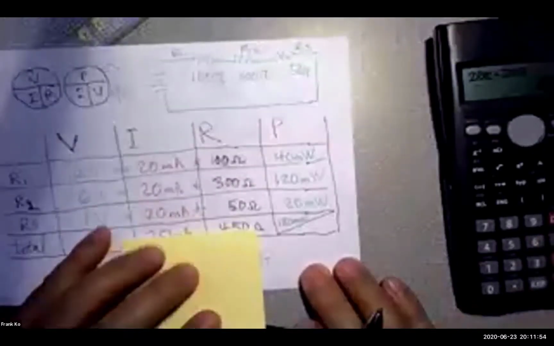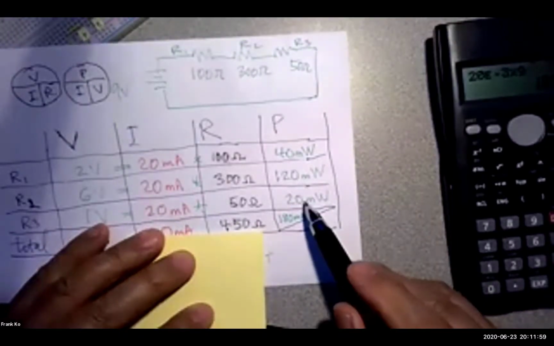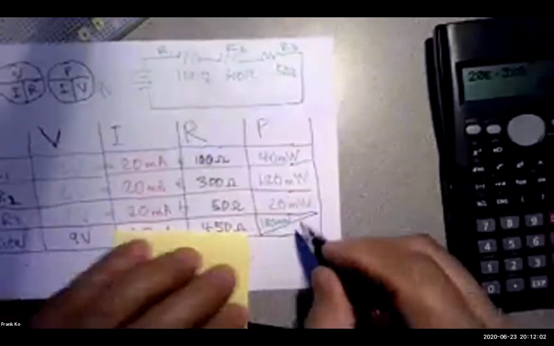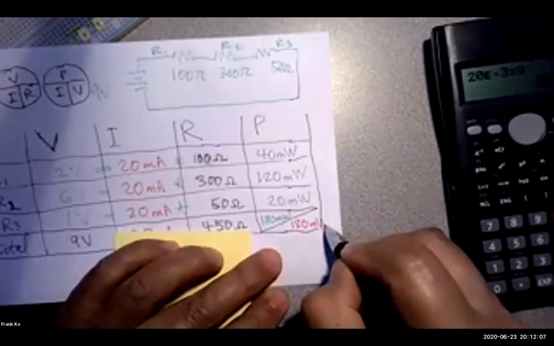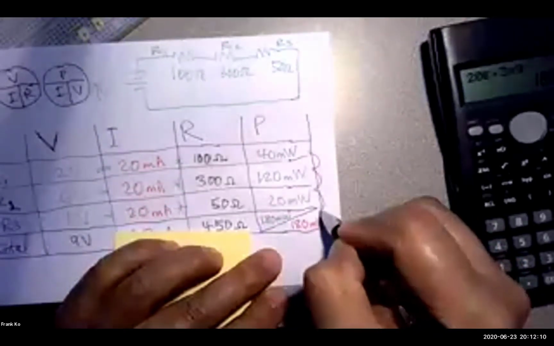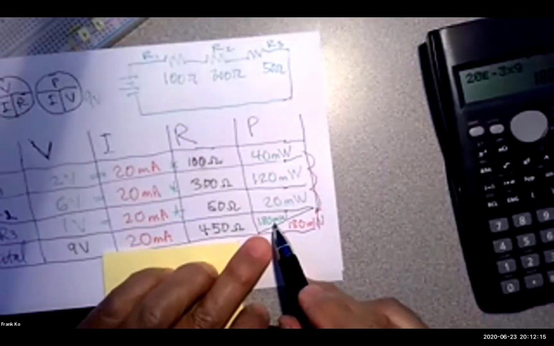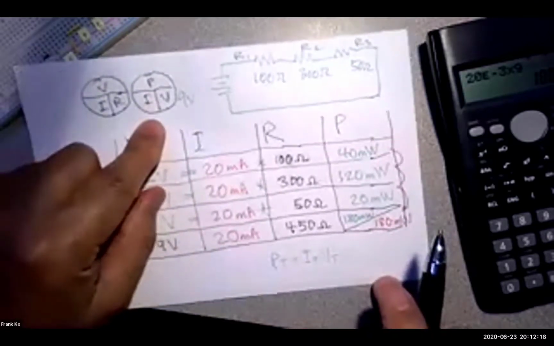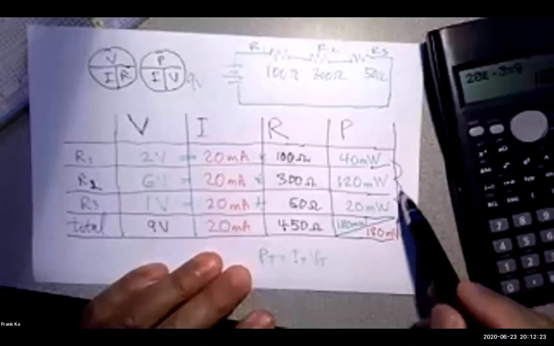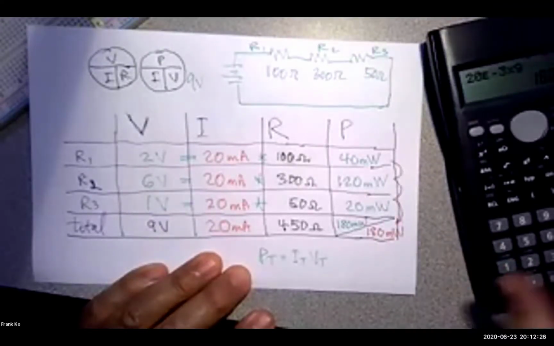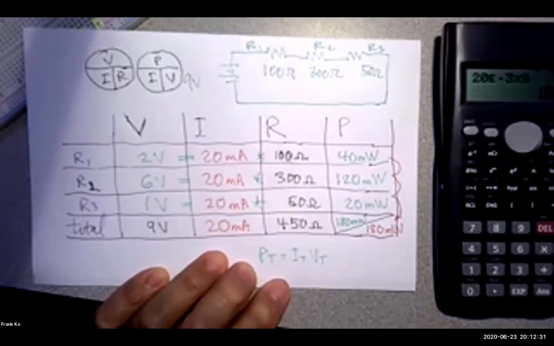Well, guess what? Over here, if I add this power, 40 milliwatts plus the 120 milliwatts plus the 20 milliwatts, guess what I end up with? If I add them, I also end up with 180 milliwatts. Could I use that as a double check to my math of Watt's law? The first 180 milliwatts was calculated using the Watt's law circle formula. The second 180 milliwatts was calculated using the formula off of my series circuit PowerPoint page. Are we good with these numbers? Is this a good practice for you?